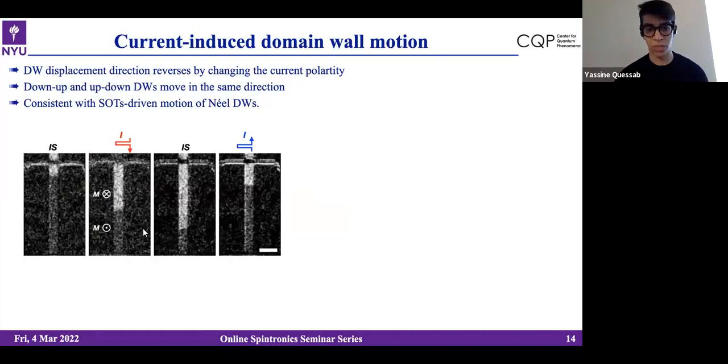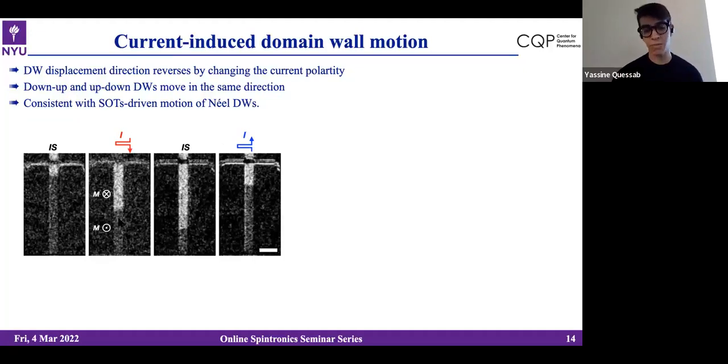So here I show a sequence of differential MOKE images before and after sending a train of positive current pulses and negative current pulses. For the rest of the talk, a red pulse indicates a positive current pulse, and a blue pulse indicates a negative current pulse. The bright contrast indicates a magnetization up domain, and the dark contrast indicates a magnetization down domain. You can see that after sending a train of positive current pulses, the domain wall moves downward, and after negative current pulses, the domain wall moves upward. So the domain wall displacement direction reverses by changing the current polarity. When you look at these two first images, you can see that down-up and up-down domain walls move in the same direction, which is consistent with spin-orbit torque-driven motion of Néel domain walls.